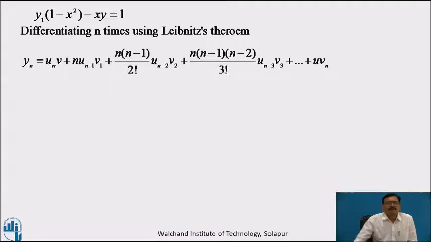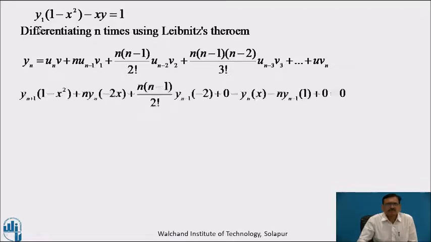Now by using Leibniz theorem, once again just for reference I have stated here the Leibniz theorem, that is, if y equal to u into v, then yn equal to un v plus n into u suffix n minus 1 into v1 and so on. Now here the first term is product of y1 and 1 minus x square. Take u as y1, and nth derivative of y1 is y suffix n plus 1, and v, 1 minus x square, as it is, plus n into the n minus 1th derivative of y1, that is, replacing n plus 1 in y suffix n plus 1 by n minus 1, what we get?